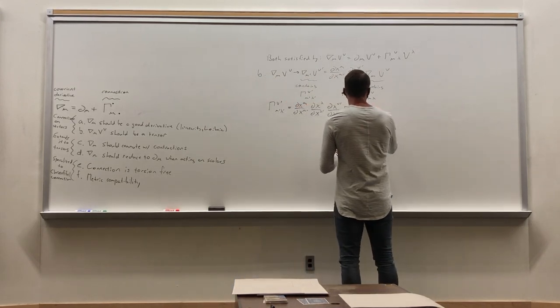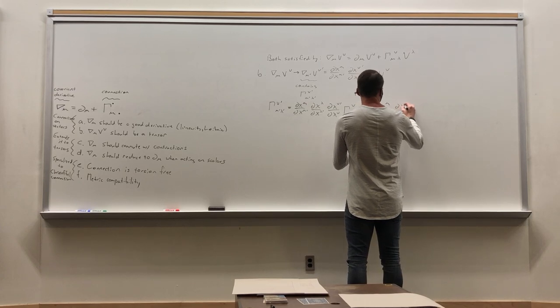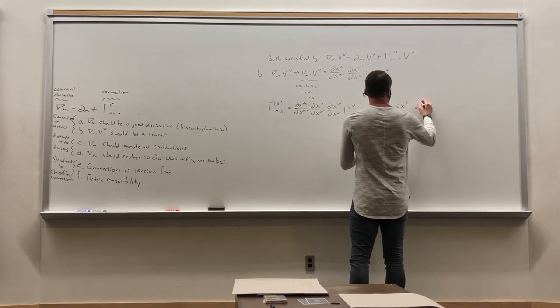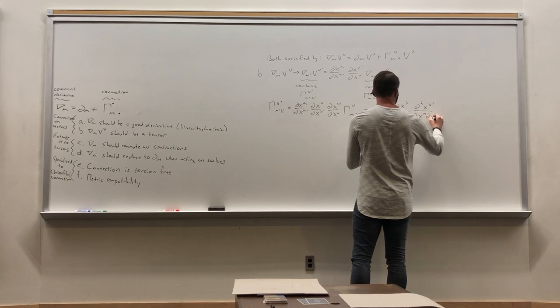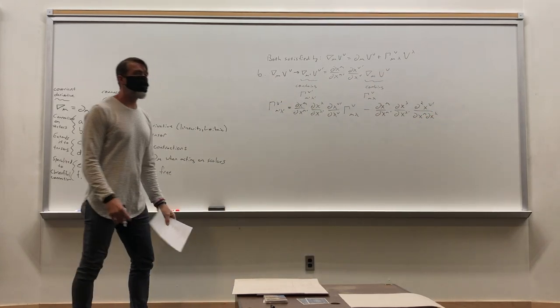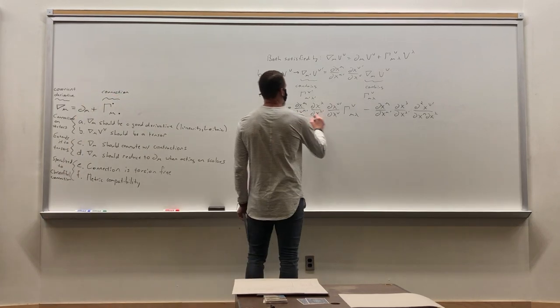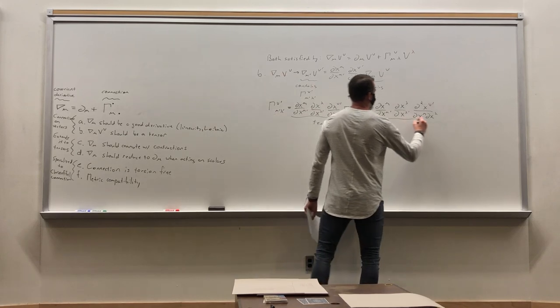So it turns out that this has an additional piece, which is dx mu, dx mu prime, dx lambda prime, d2 x nu prime, dx mu, dx lambda. Okay? So once again, tensorial, non-tensorial.